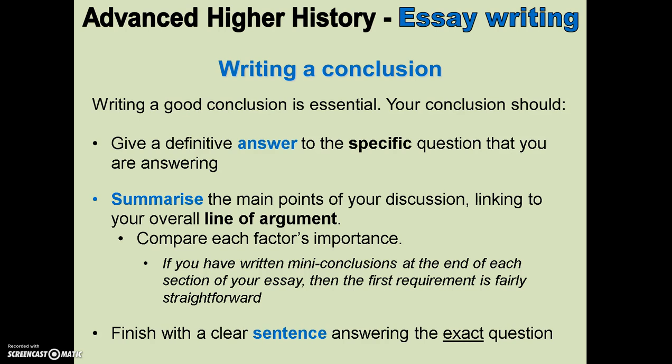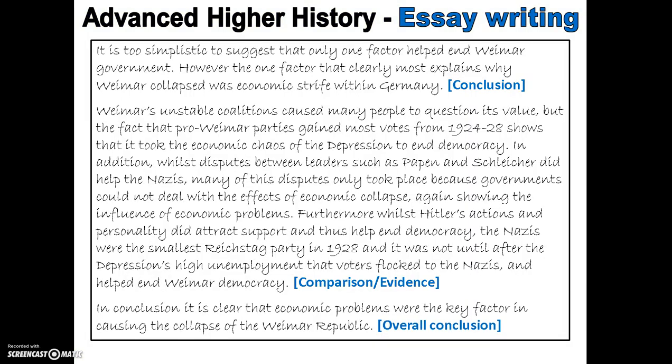If you've written many conclusions at the end of each section, this is fairly straightforward. Finally, you should finish with a clear sentence which answers the exact question, making it very clear that you have dealt with the specific topic which is being posed. Here's an example conclusion. We begin with a very clear statement of what our actual conclusion is, answering the exact question which was posed. We then go on to look at evidence that supports this, including introducing the different factors and comparing their relevance. Finally, we restate our overall conclusion to the exact question.